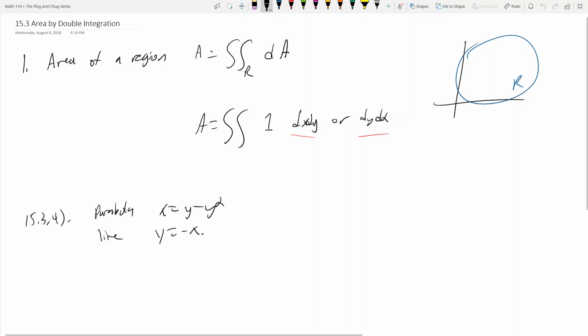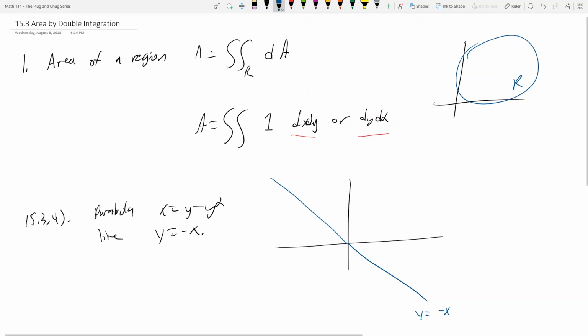The first thing is to sketch the region. So y equals negative x is going to be this line right here. Go through the origin, please. I can't draw, but something like that. Okay, better. So this is y equals negative x.